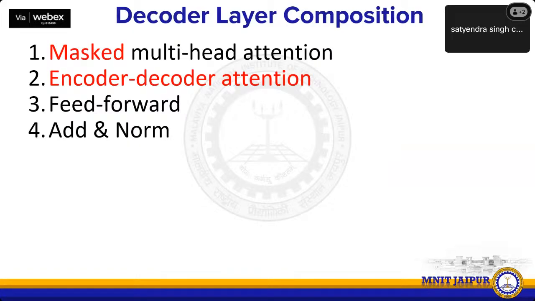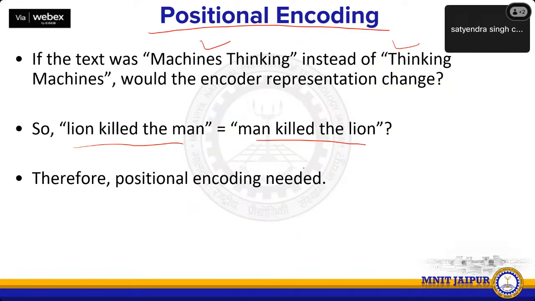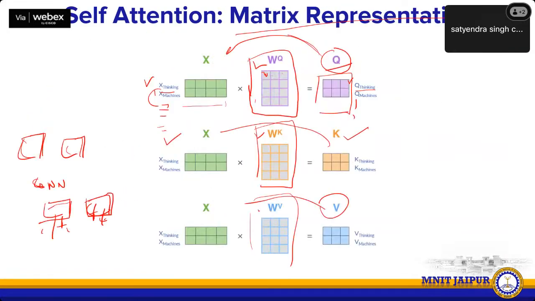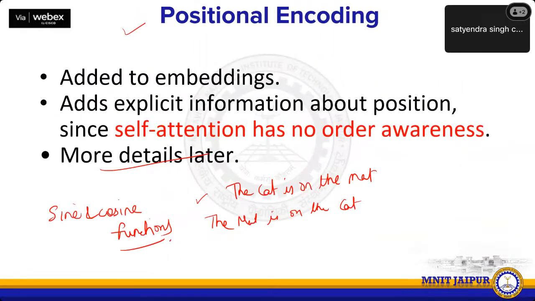On the decoder side, you have masked multi-head attention, encoder-decoder attention, and feed forward and add and norm. So these two are similar to the encoder side. In the multi-head attention, we had a diagram of the architecture. Where was it? Okay, so this was.